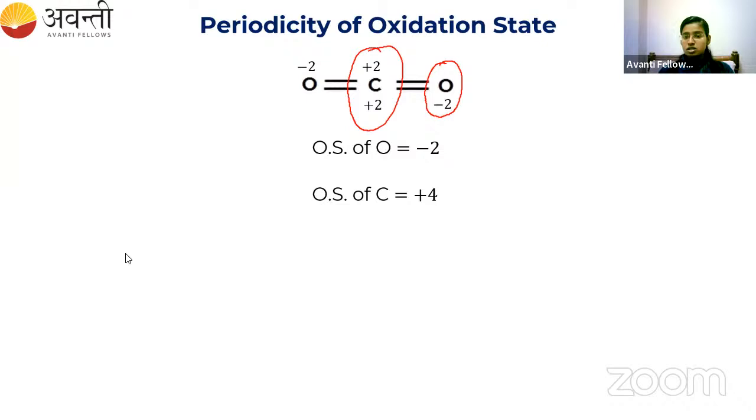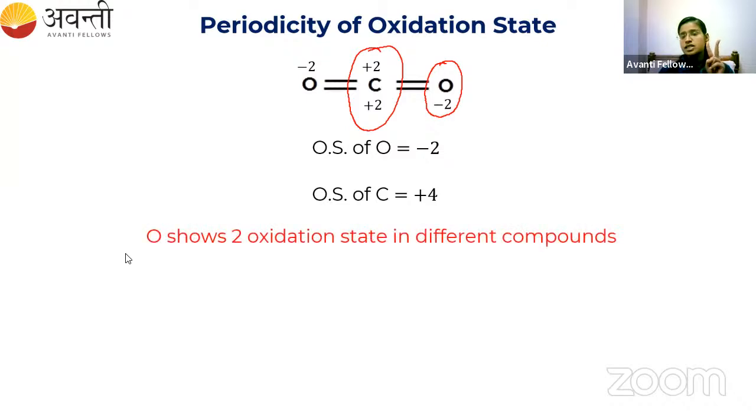So oxygen shows 2 different oxidation states in different compounds. In the previous case, oxygen had +2. Now in this case, it has -2. So it is showing 2 different oxidation states in the two compounds. How to find out in which compound it will show a positive oxidation state and in which compound it will show a negative oxidation state? You have to find out just by looking at the compound.